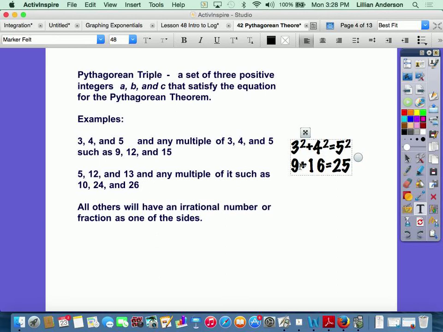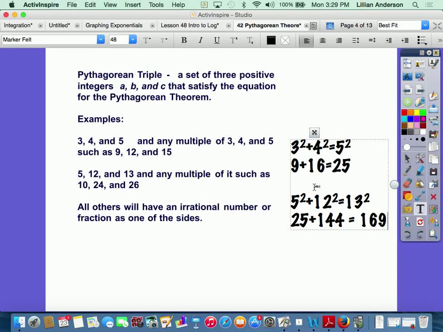That is indeed a Pythagorean triple, because 3 squared plus 4 squared is what 5 squared is. The same thing works with the next one, 5, 12, and 13. I'm trying to see if 5 squared plus 12 squared equals 13 squared. Well, 5 squared is 25, 12 squared is 144, and that equals 169, which is 13 squared. So again, a Pythagorean triple has to be positive whole numbers.